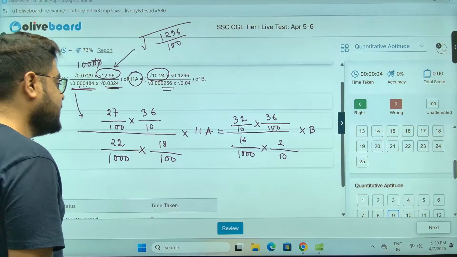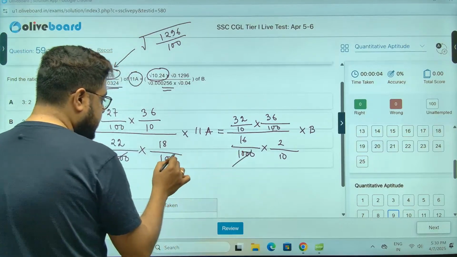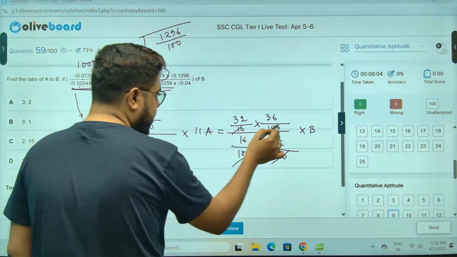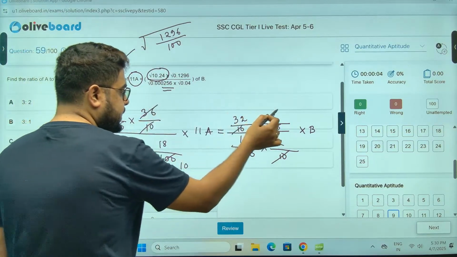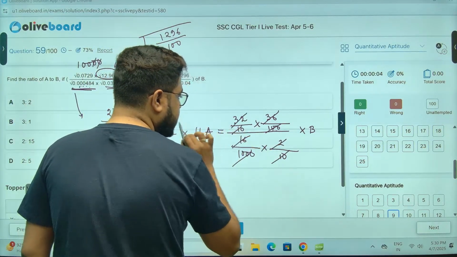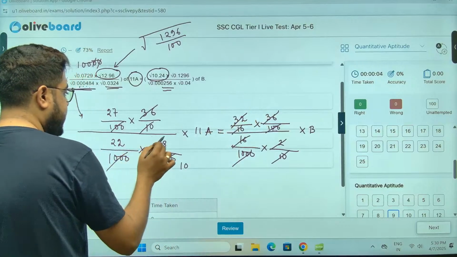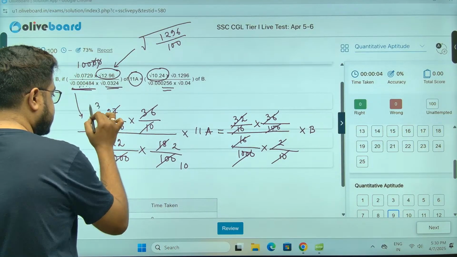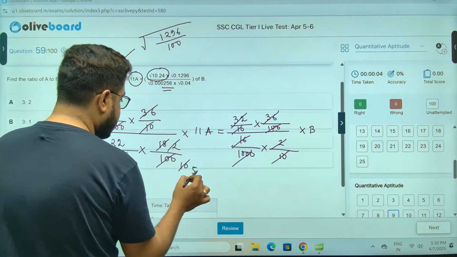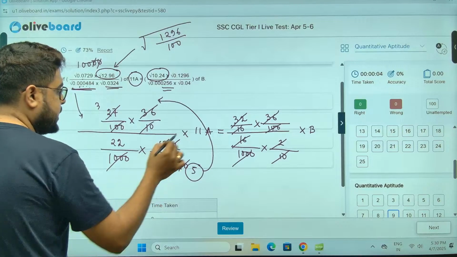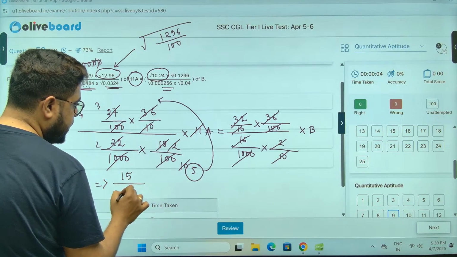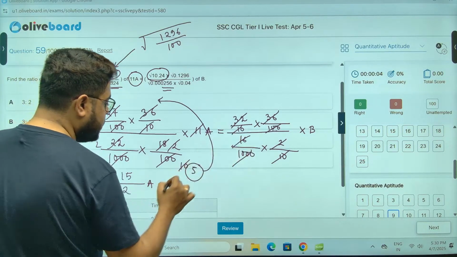Chalo, calculation. So 1000, 10, 100, 10, 10, 100, gone. 36, 36 gone. Anything else? No. 16 to 32 gone. On the right-hand side, nothing is left. 18 is 9 twos, 9 threes. This 10 will go up, do it 5, this will go up. So 5 is going up, meaning 15 by 2 into A is equal to B.